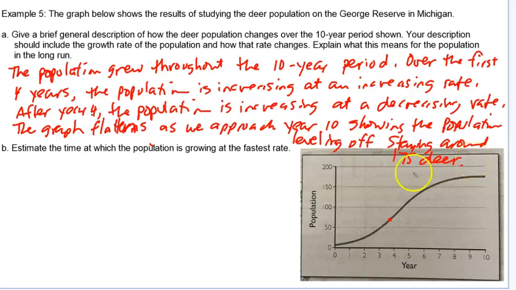Something to that effect. And then I think we've already answered this question. Estimate the time at which the population is growing at the fastest rate. And we would say that's right here, where after year 4, the rate started to change. So I'm going to say year 4 is the time at which it is growing at its fastest rate. It's at its steepest at year 4.